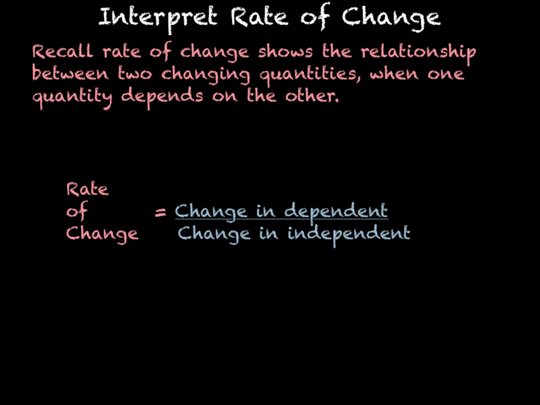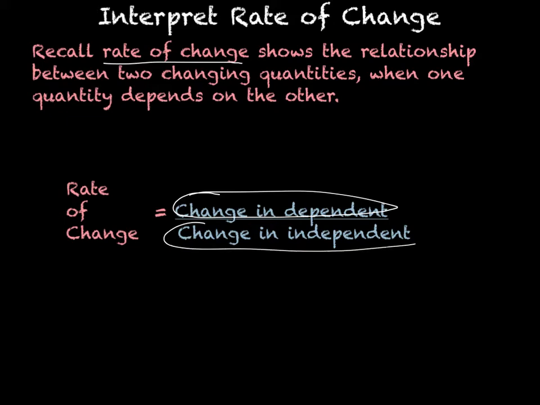Next, we are going to be interpreting the rate of change. First thing we want to recall is that the rate of change shows the relationship between two changing quantities when one quantity depends on the other quantity. And the rate of change is just going to be equal to the change in the dependent variable divided by the change in the independent variable, which is change in y1 minus y2 over x1 minus x2. So that's what we talked about previously.